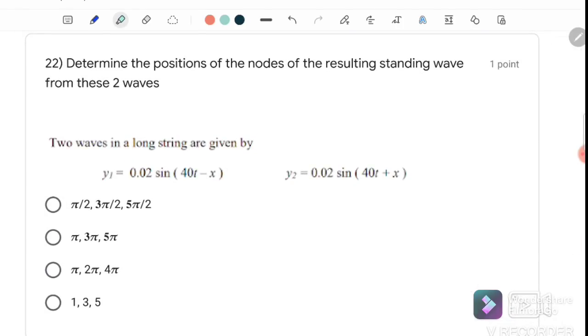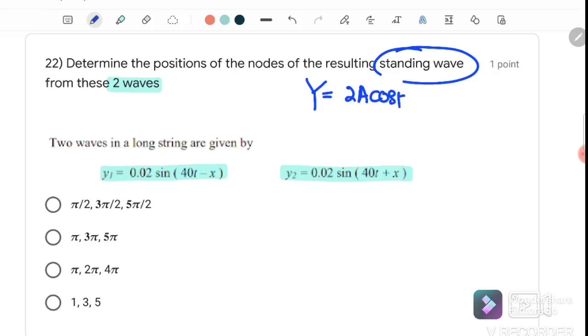Question number 22. Determine the positions of the nodes of the resulting standing wave of these two waves. So here we have two waves. The first one is 0.02 sin(40t − x), and the second one is 0.02 sin(40t + x). We know that after these two waves combine, it will form a standing wave, where the equation of the standing wave is equal to 2a cos kx sin ωt.